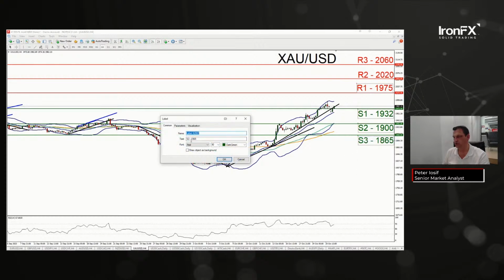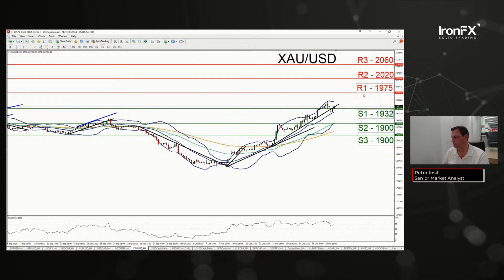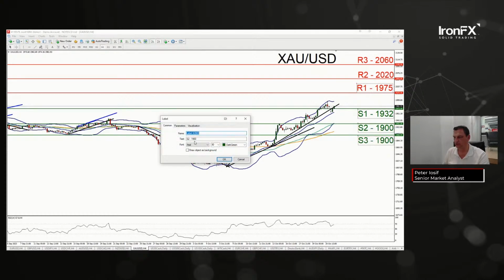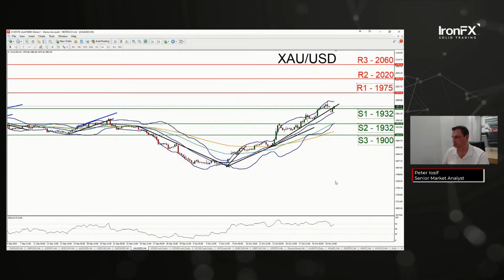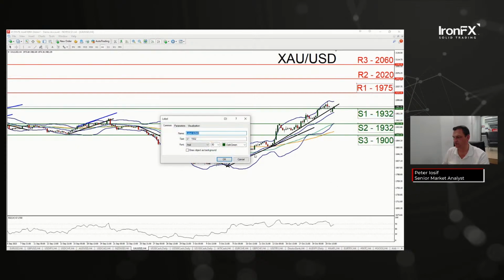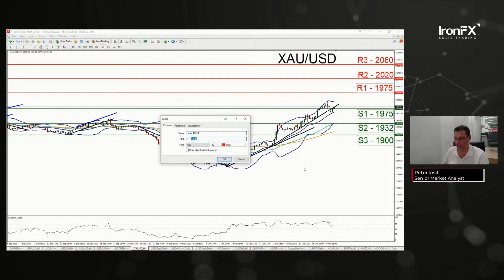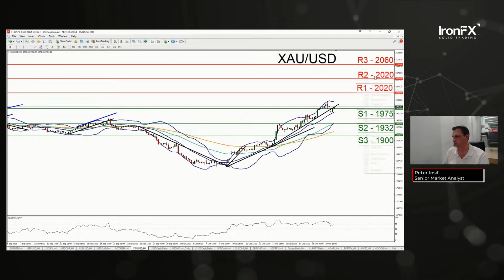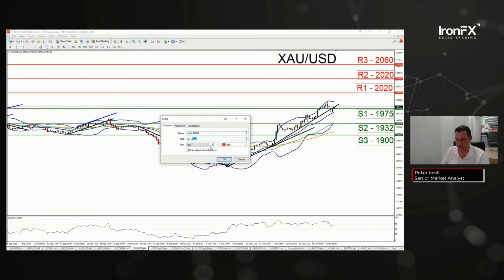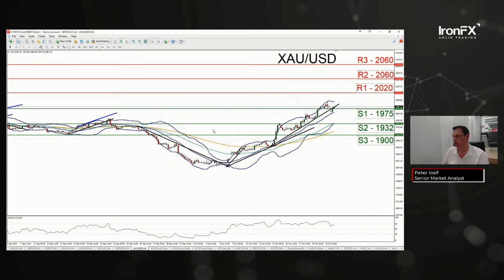Starting with 1900 being set now as the S3. The S2 moves up to 1932. The S1 at 1975. The R1 at 2020. The R2 at 2060. And the R3 at 2100.